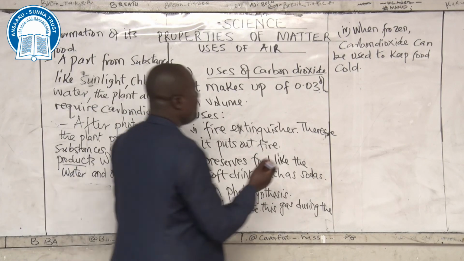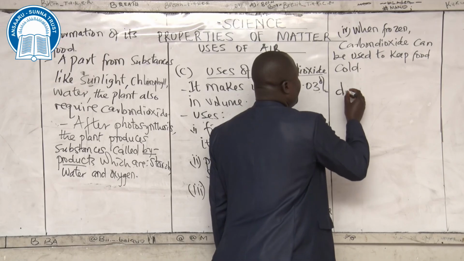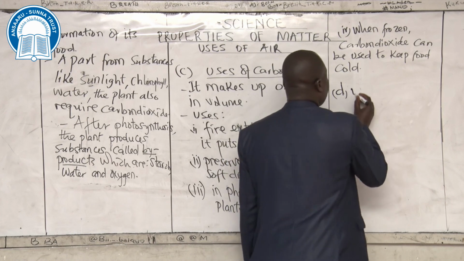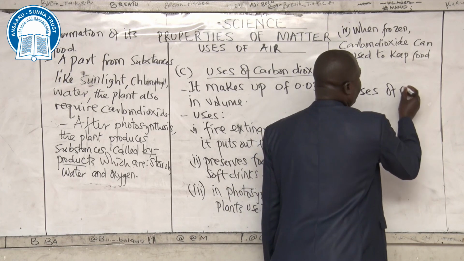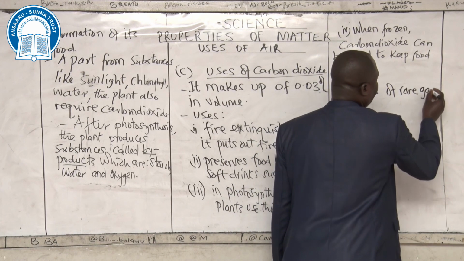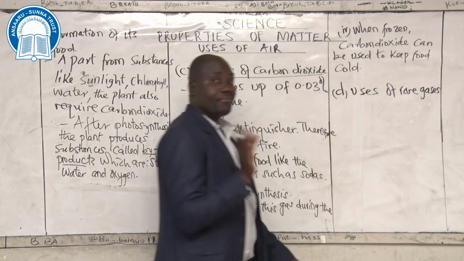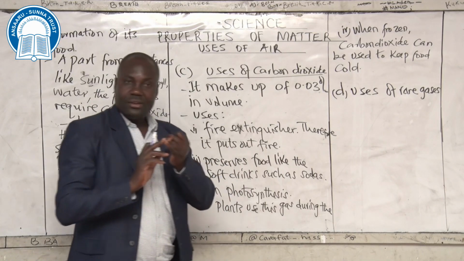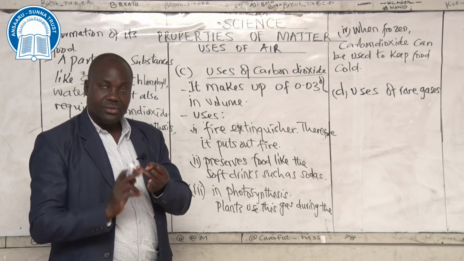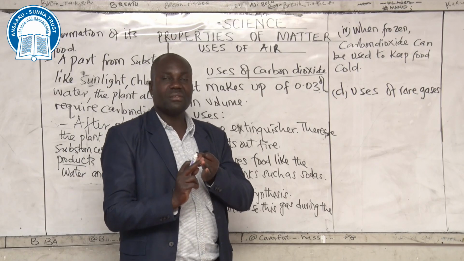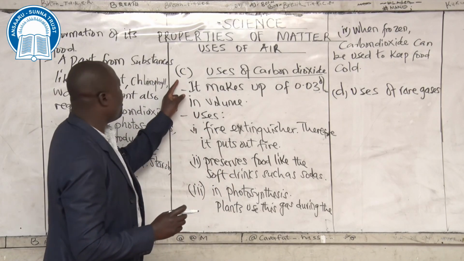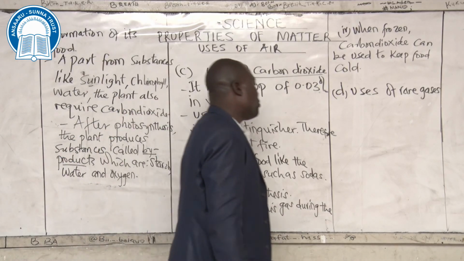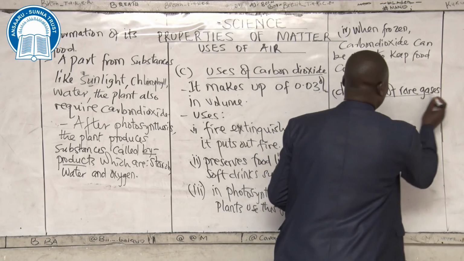Let's go to number D, which we call rare gases. Uses of rare gases. Be aware, already we did one, uses of oxygen. Two, we learned about uses of nitrogen. Today, we have dealt with uses of carbon dioxide. Now we are summarizing with uses of rare gases.